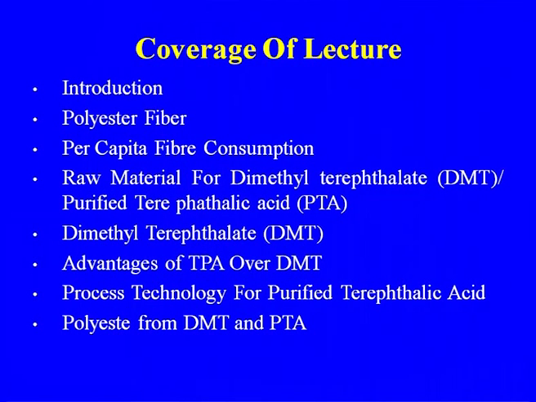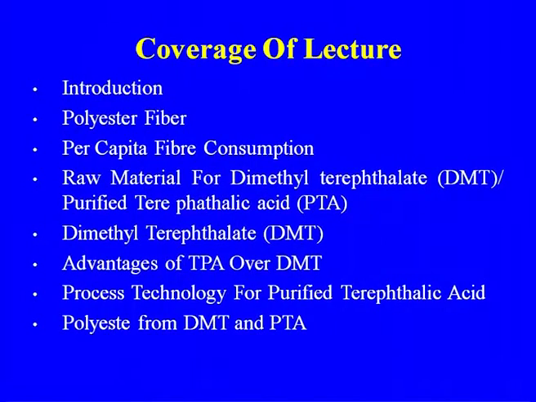So the coverage of the lecture will be: introduction, polyester fiber, the importance of polyester fiber, per capita consumption of polyester, raw materials for dimethyl terephthalate and purified terephthalic acid, then the manufacture of dimethyl terephthalate, and the manufacture of purified terephthalic acid, which we will discuss in detail. Sometimes both words are used, TPA for terephthalic acid or PTA for purified terephthalic acid. What are the advantages, and what was the reason?